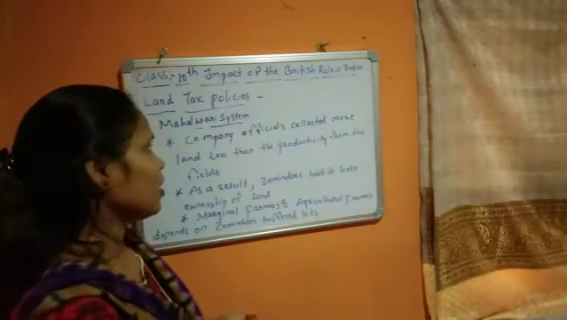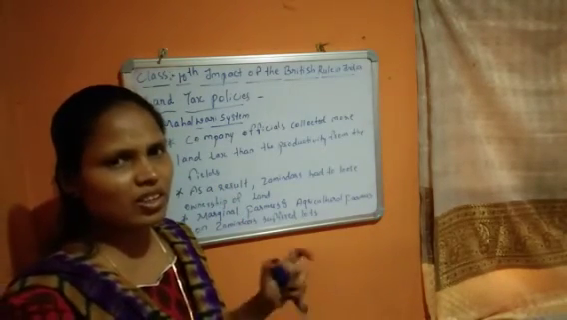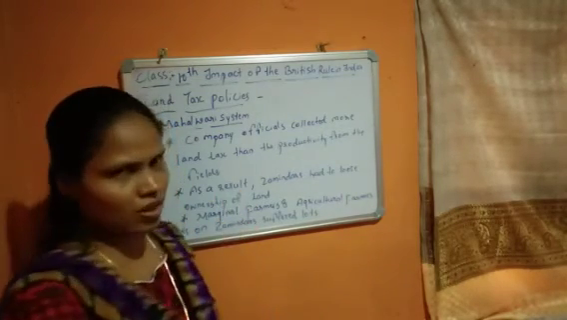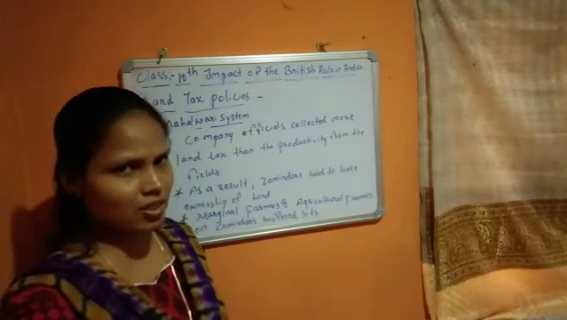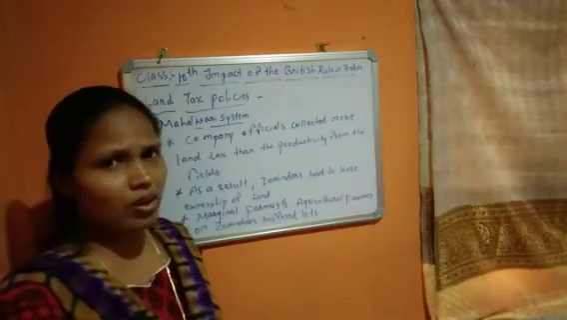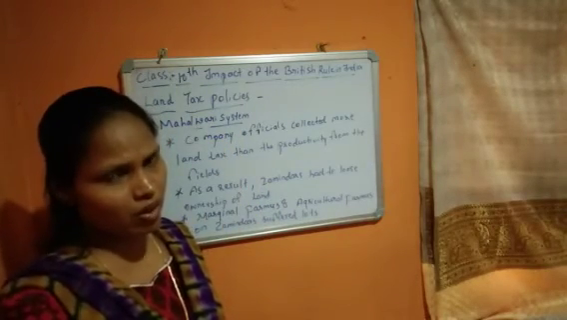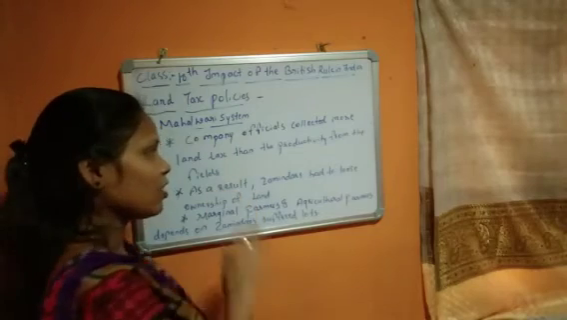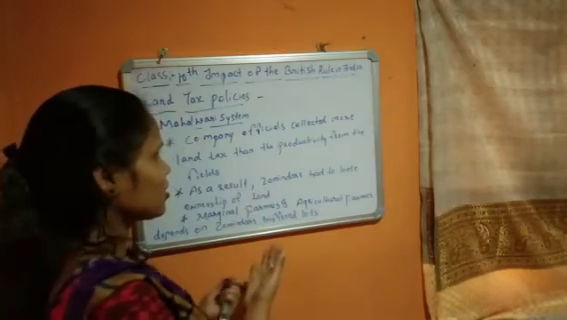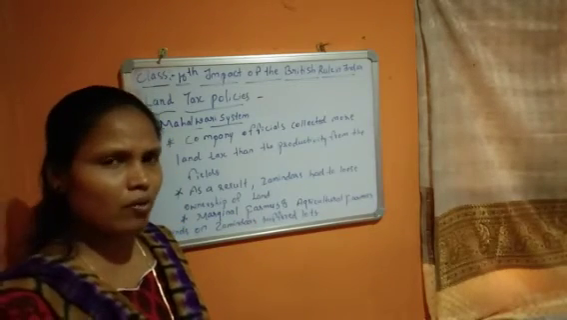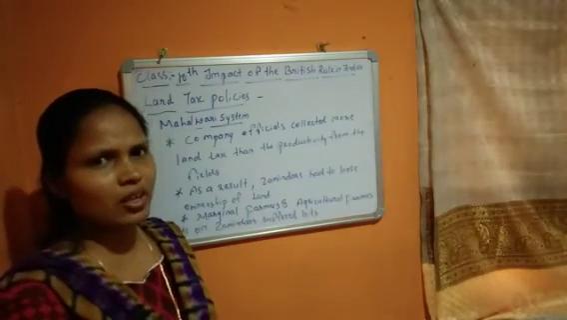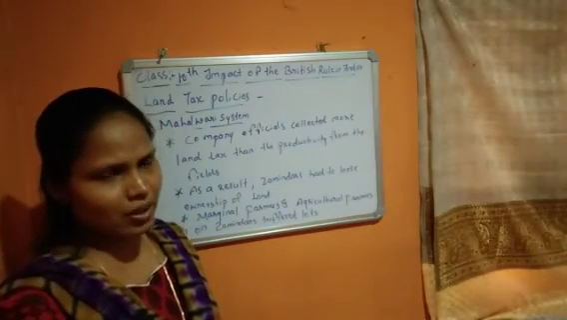In this way, Mahalwari system also didn't give any benefit to farmers. Like the permanent zamindari system, farmers suffered a lot here too. Zamindars also lost the ownership of land. Totally, this system also couldn't give benefit to farmers. Clear this? This is also a very important 3-mark question for the exam.